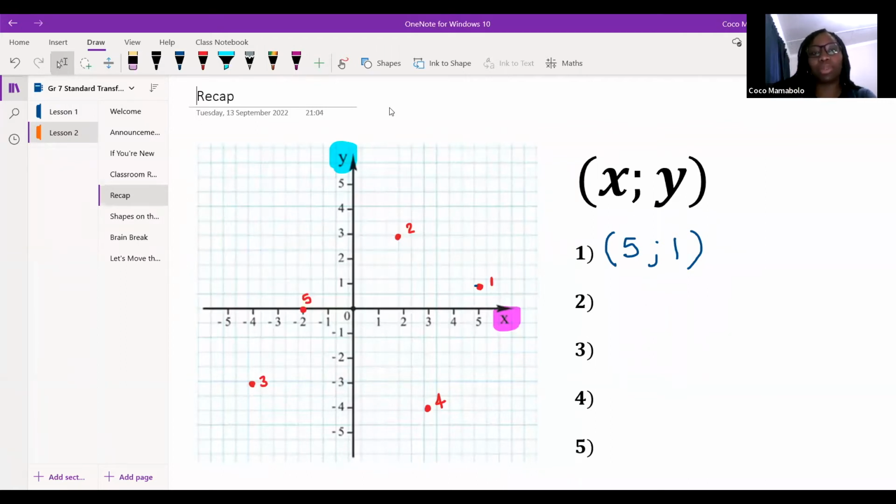Oh, Roland's like, Miss, where is number 2? Number 2's over here, my sweetie, over there. It's named 2. Okay. If you're having a bit of trouble, especially if you're on your phone, you can zoom in and out. But I think on your laptop, you should be able to see it just fine.